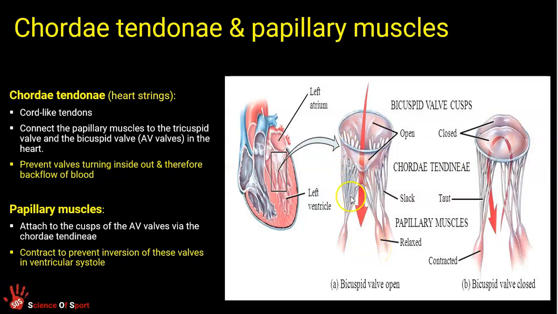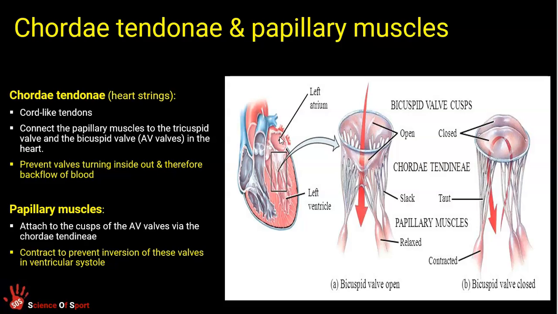Okay, so they are slack, if you will, that these cords are relaxed, and that allows these cusps to open and blood to come through. When this left ventricle contracts, the tendency of the blood would be to just be pushed up. And in a way, yes, we want it to go up and out the aorta, but the blood being squeezed here effectively could want to go back into the left atrium as well.